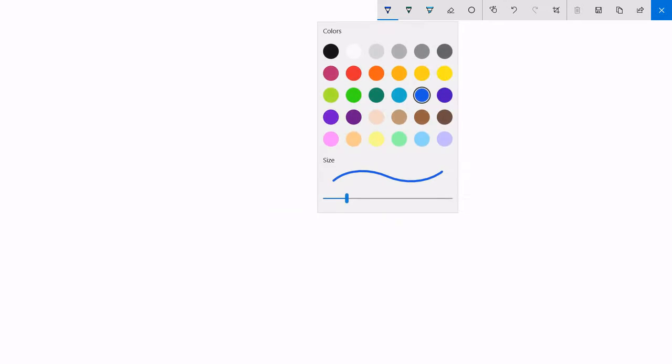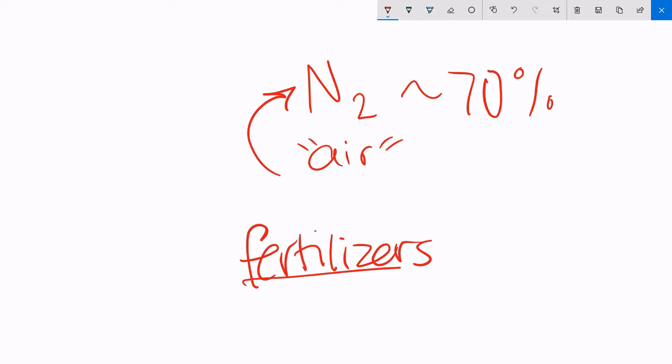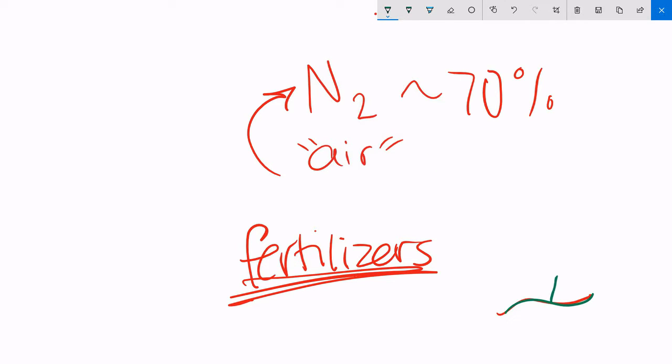Then there is nitrogen. Nitrogen, as you know, is a gas which makes up about 70% of our atmosphere. So when you say that you're breathing air, it's really mostly nitrogen. Nitrogen is used in a lot of fertilizers. However, if you put too much fertilizer, it can seep into the ground and it can get into the groundwater.